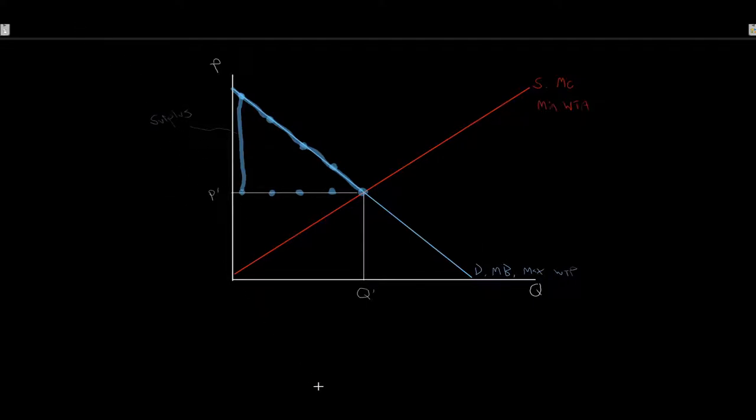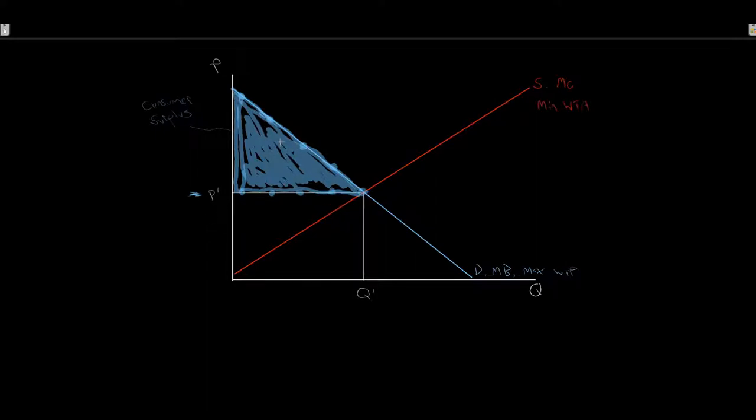So what I could do is work out my surplus received all the way to Q star as this entire difference between the price that I actually paid versus the price I was willing to pay. And we get this whole triangle up here, above the price and below my maximum willingness to pay. This whole triangle up here, we will refer to as our consumer surplus.